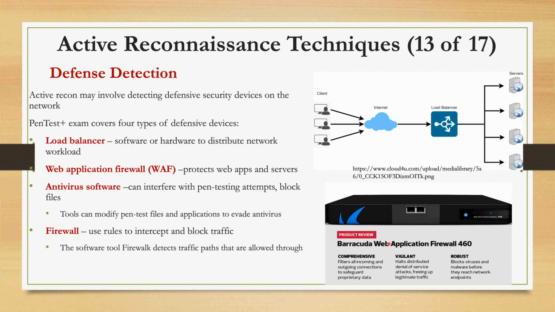Okay, so now we also have the web application firewall, which protects web applications and servers, like you see on the screen over here. A lot of sites use a web application firewall. And there are some tools on Kali Linux you can use to determine if a particular website is using a web application firewall. Now, what is the role of a web application firewall? It can protect your website from cross-site scripting, SQL injection, cookie poisoning, and request forgery. And this is one of the important ones. This is an example of the Barracuda web application firewall 460, and you can see the amount of features that it has.